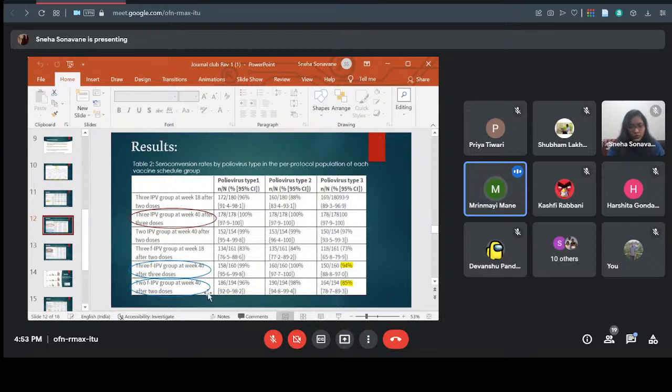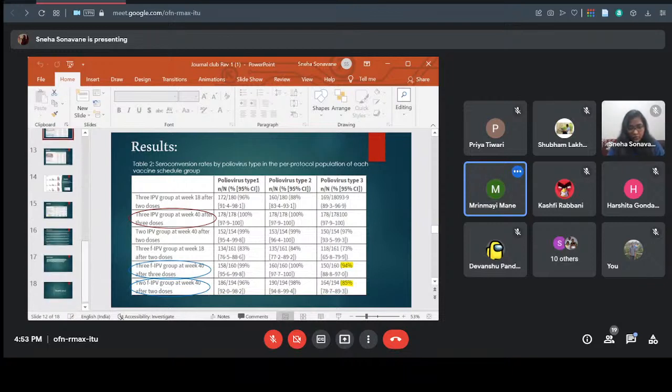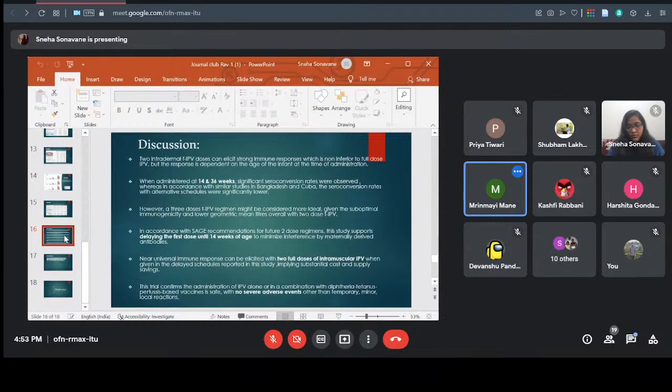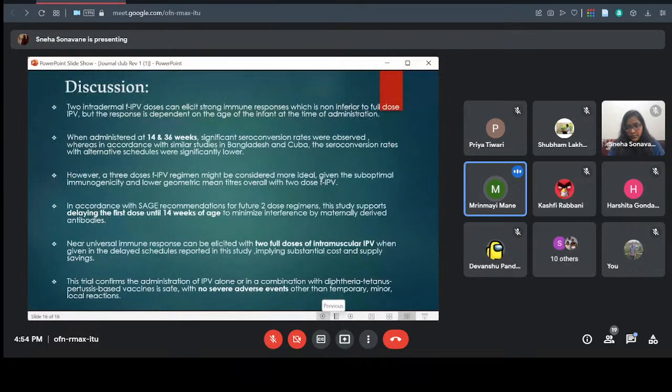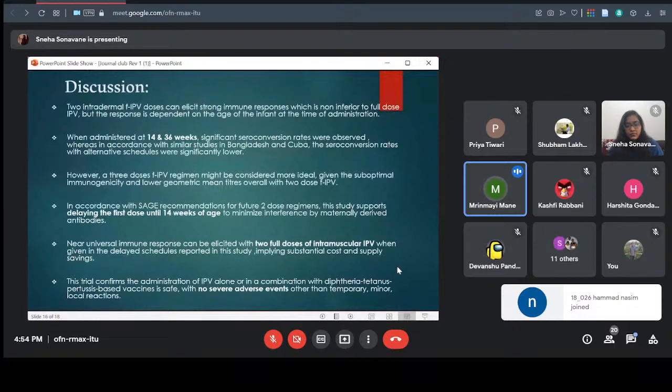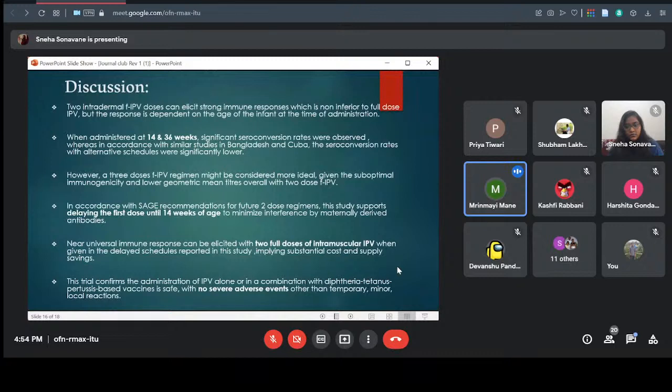Can we go back to the discussion slide? However, a 3-dose fractional IPV regimen might be considered more ideal given the suboptimal immunogenicity and lower geometric mean titers overall associated with the 2-dose fractional IPV. Can we go back to the table?